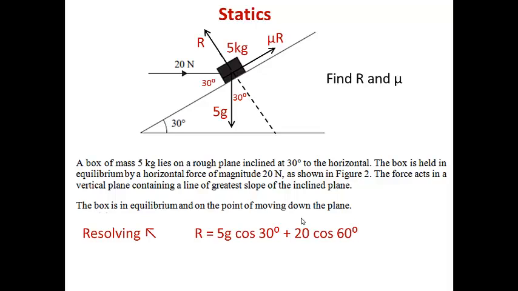We also have to add 20 cos 60. That is the component of the horizontal force which is acting at right angles to the plane. Secondly, we resolve along the plane. When we resolve along the plane, balancing R g cos 60, that's the weight of the particle being pulled down the plane, there's 20 cos 30, that's the component of the horizontal force, plus mu R, the friction.